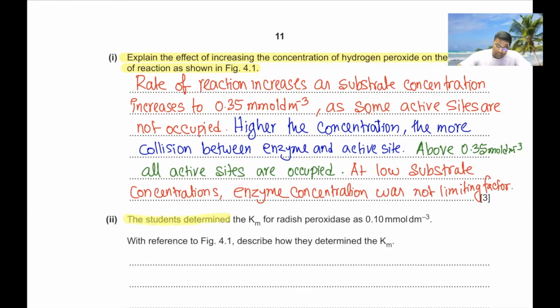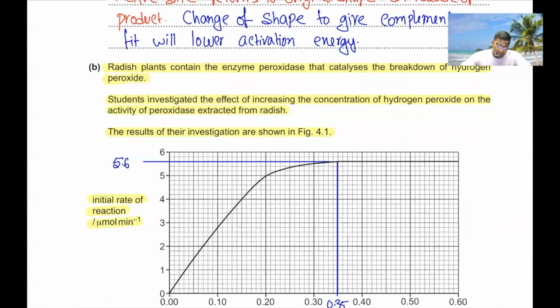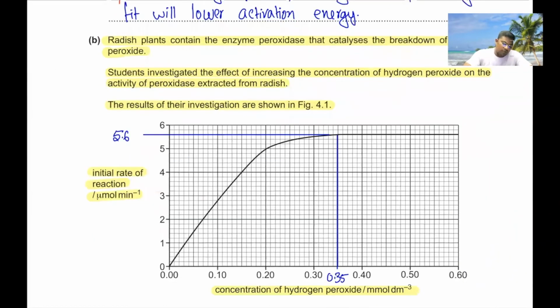Part 2. The students determined the Km for radish peroxidase as 0.1 millimole per dm cube. With reference to figure 4.1, describe how they determined the Km. So in order to determine Km, first of all, we need to know the Vmax. We can see the Vmax is occurring at 5.6 micromole per minute, the maximum velocity at which the enzyme is working. And the Km is the substrate concentration which is exactly half of that.